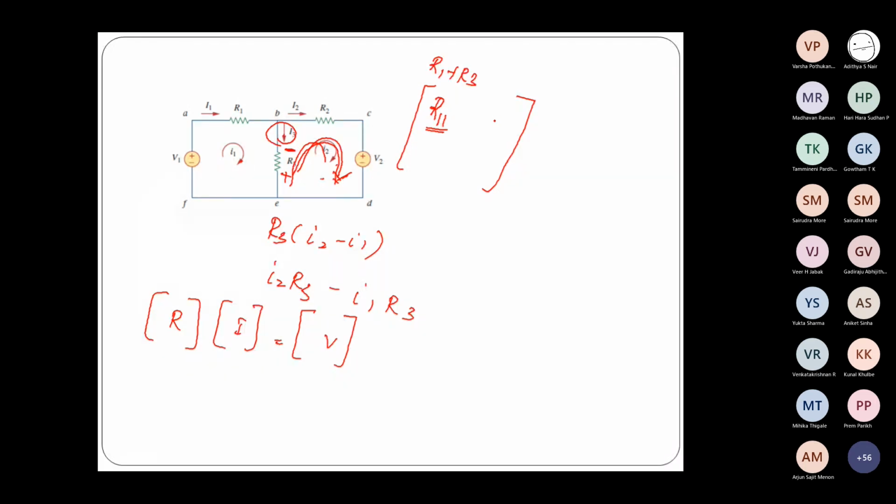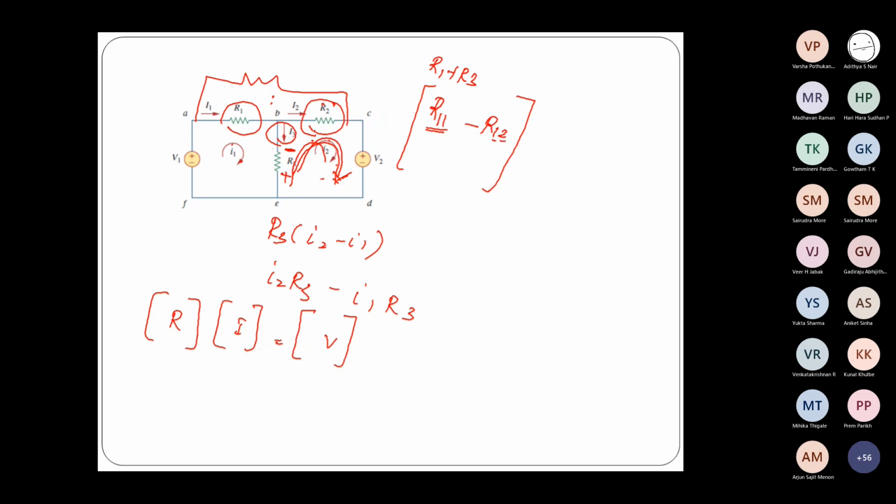And then the second element is minus R12. So this is very important. Since we assume the clockwise direction, let it be any number of loops, you consider any common element present between the 2 loops. If suppose I consider one more loop like this, this will be the common element between these 2 loops. Similarly, this will be the common element between these 2 loops. So this R12 is nothing but the common element between loop 1 and loop 2.